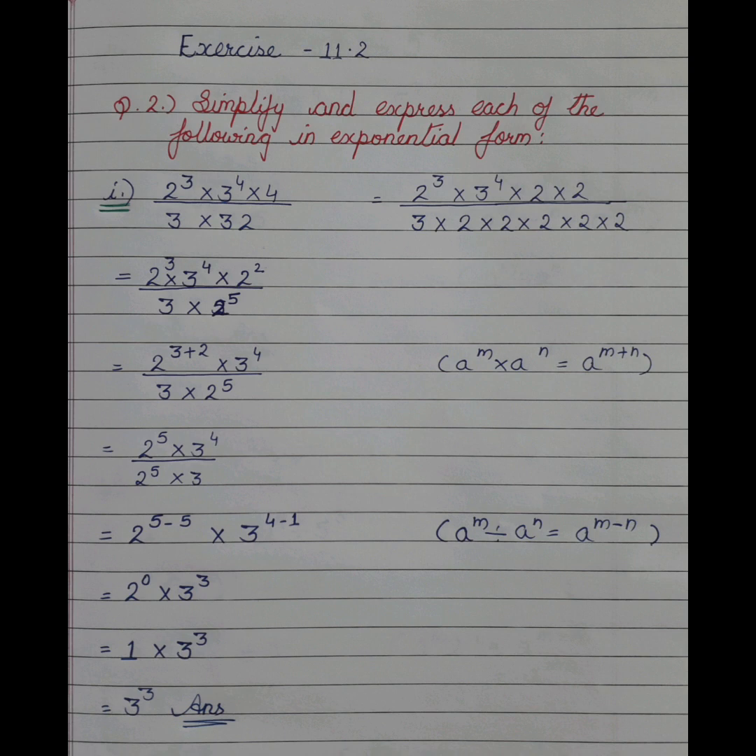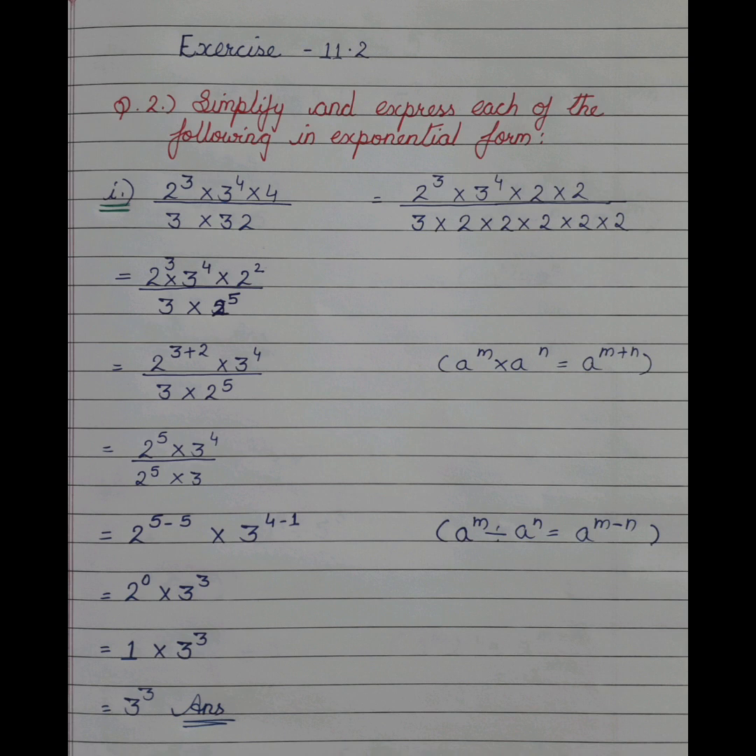Now what does the law of exponents say? If the base is same and the powers are different, the powers can be added. So a to the power m into a to the power n will become a to the power m plus n. So we can apply this law in this part. So it can be written as 2 to the power 3 plus 2 multiplied by 3 to the power 4 upon 3 multiplied by 2 to the power 5.